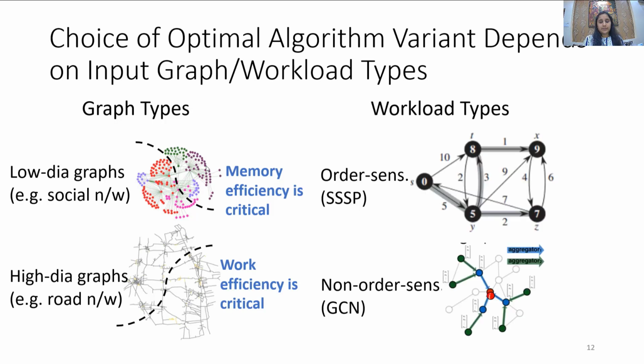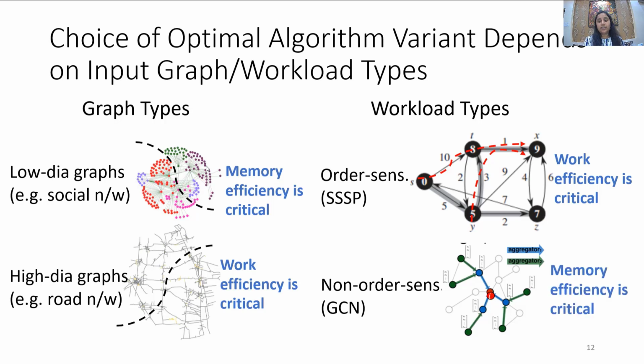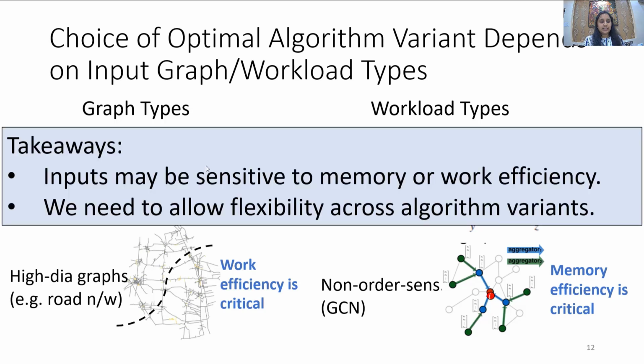For workload types, let's consider order sensitive shortest path algorithm. Here, the path that you prioritize will determine how fast the algorithm will converge. However, for non-order sensitive workloads like GC and inference, the required work is always same and the memory efficiency is the bottleneck. Overall, in this section we learned that inputs may be sensitive to either memory or work efficiency, and in order to support different kinds of input graphs and workload types, we need to allow flexibility across algorithm variants.